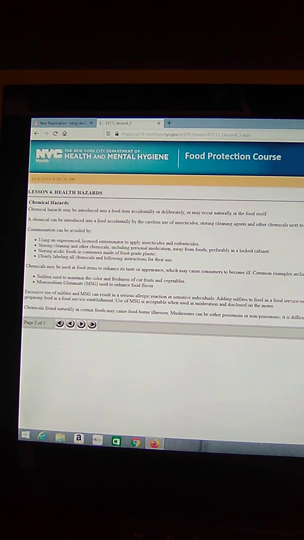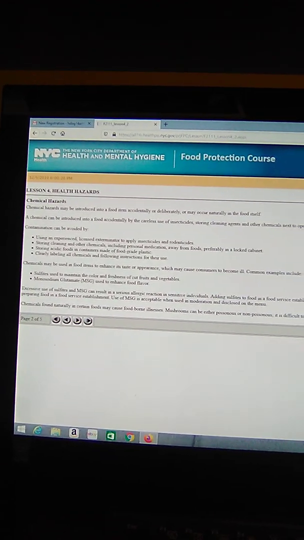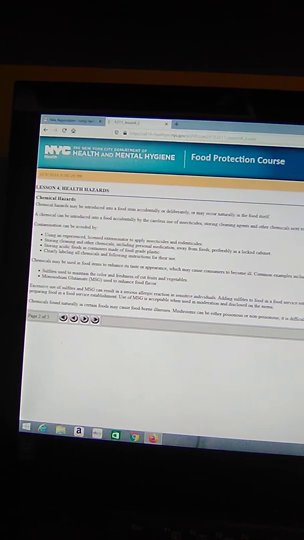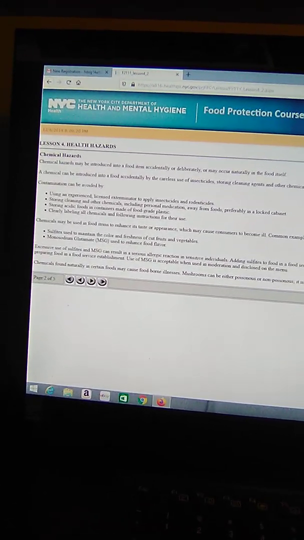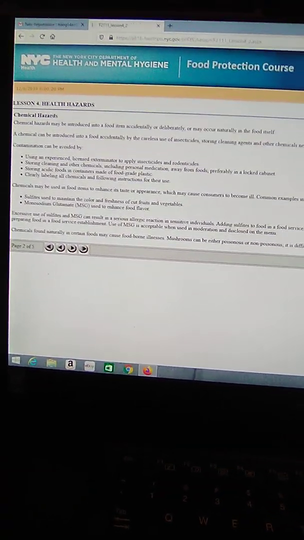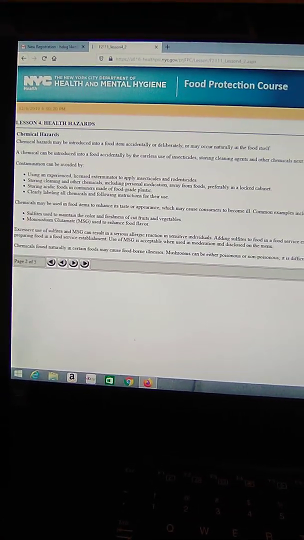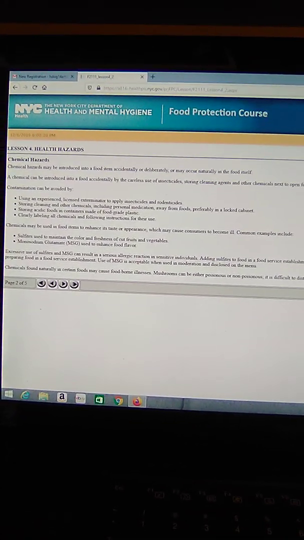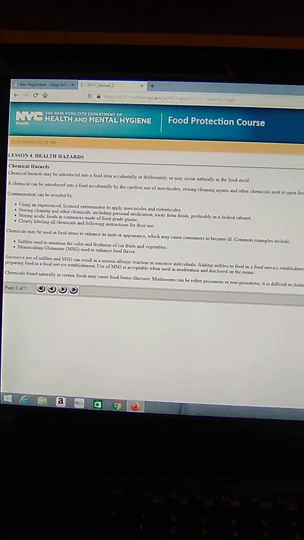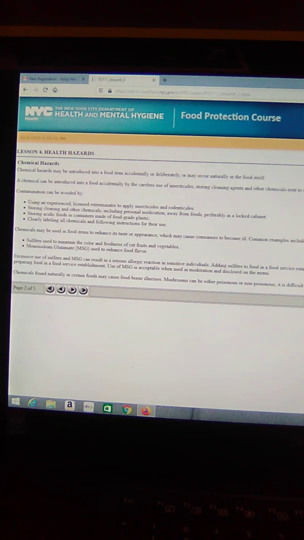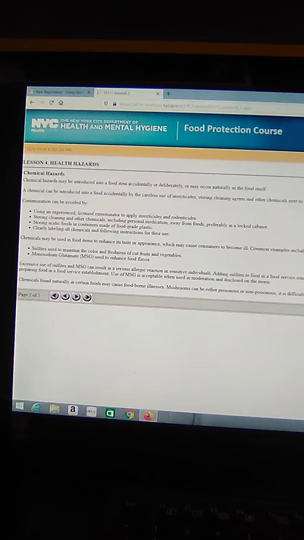Chemicals may be used in food items to enhance taste or appearance, which may cause consumers to become ill. Common examples include sulfites used to maintain the color and freshness of cut fruits and vegetables, and monosodium glutamate, MSG, used to enhance food flavor. Excessive use of sulfites and MSG can result in a serious allergic reaction in sensitive individuals.